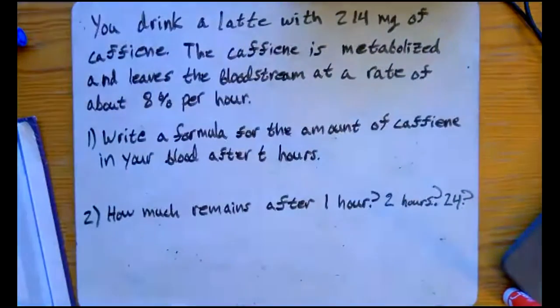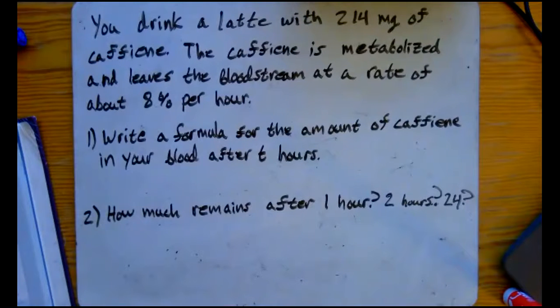So let's say that you drink a latte with 214 milligrams of caffeine. The caffeine is metabolized and leaves the bloodstream at a rate of about 8% per hour. So let's write a formula for the amount of caffeine in your blood after 24 hours.